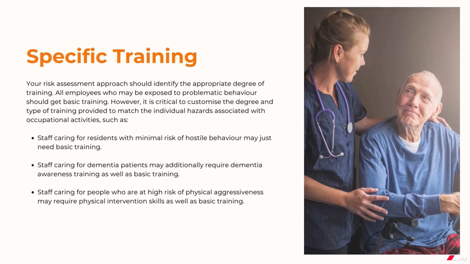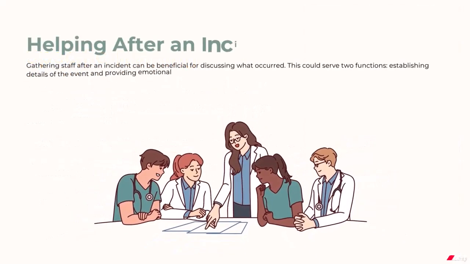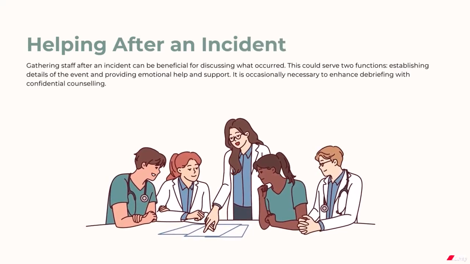staff caring for residents with minimal risk of hostile behavior may just need basic training. Staff caring for dementia patients may additionally require dementia awareness training as well as basic training. Staff caring for people who are at high risk of physical aggressiveness may require physical intervention skills as well as basic training. Helping after an incident.